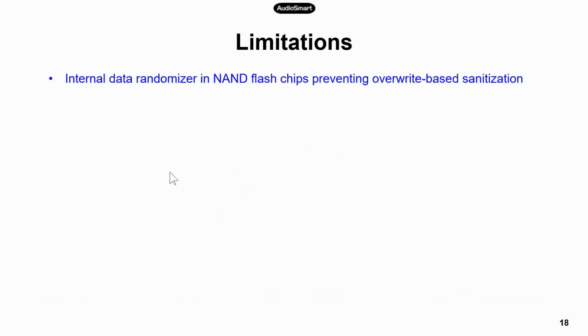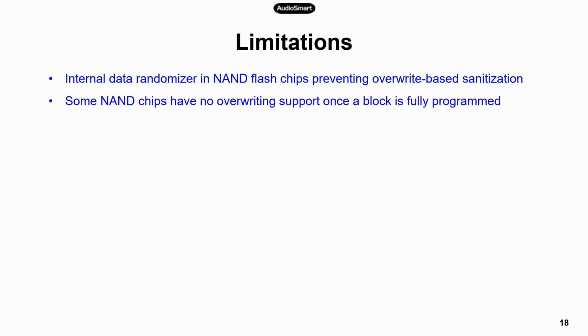There are some limitations to this work. First, some NAND flash memory comes with an internal data randomizer, and that will prevent overwrite-based sanitization. Second, some NAND flash chips have no overwriting support once a block is fully programmed.